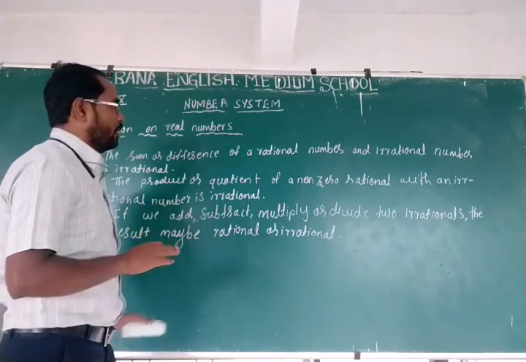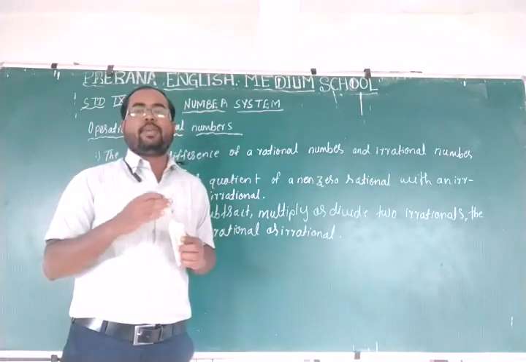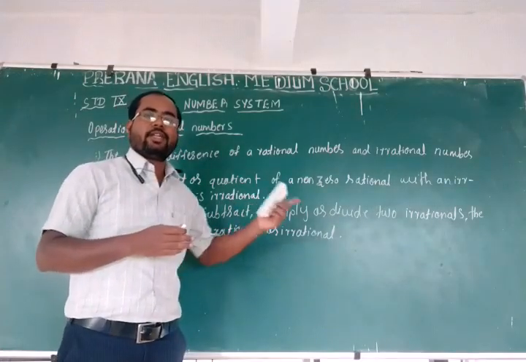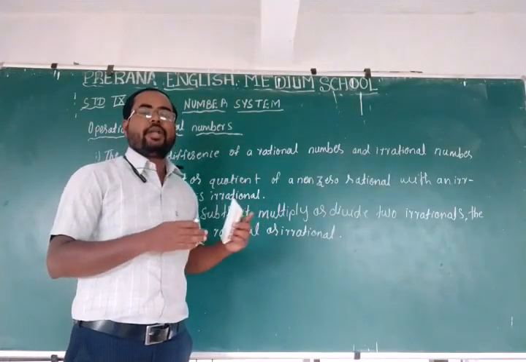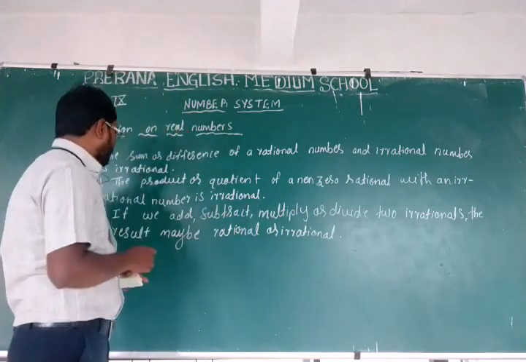Second, the product or the quotient of a non-zero rational number with an irrational number is irrational. When you multiply a non-zero rational number with an irrational number, the product is also irrational, and on dividing, the quotient you get will also be irrational.